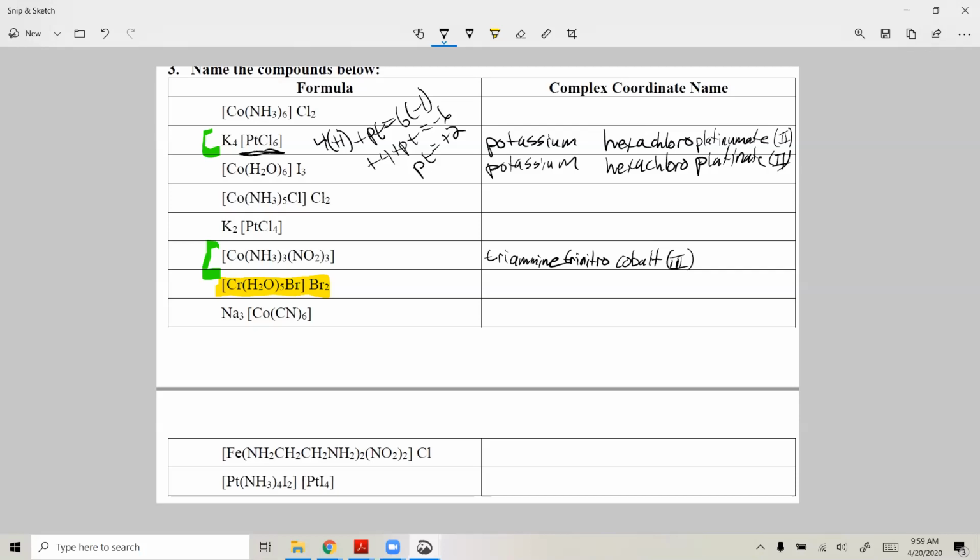Right, because this is a neutral. There's no charge on the Br, so it's not going to be bromate. It's going to be bromide. So they all have charges on them, right? But is the whole thing?